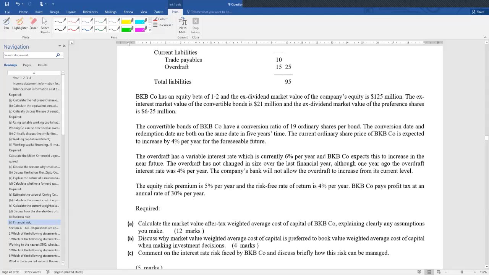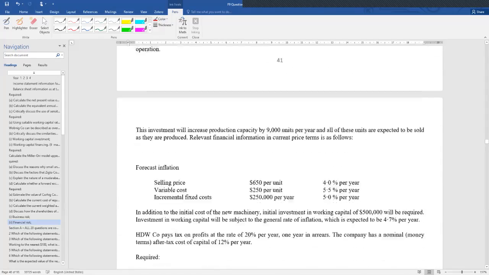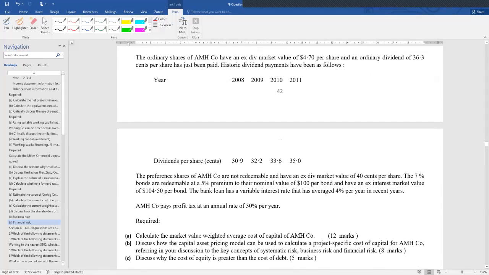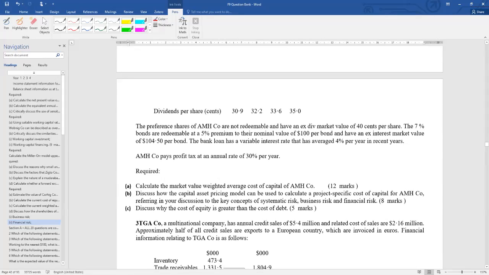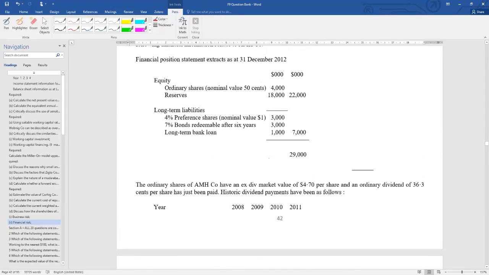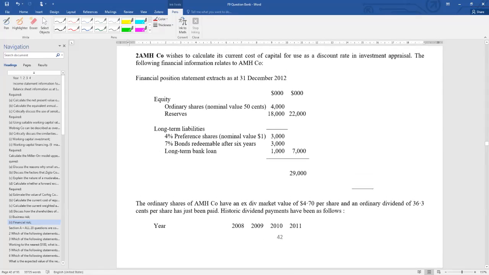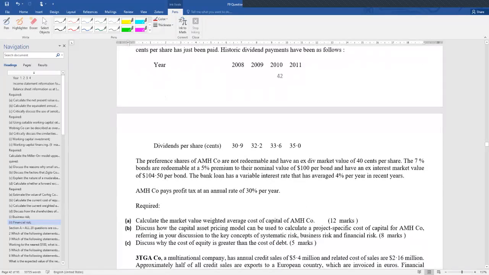And now I want to throw one question to you. So you make the attempt, you make mistakes, and then you come back, and we attempt to do it together. Yes, so page 42, a company called AMH Company, page 42, 43. We do part A, AMH Company, part A.